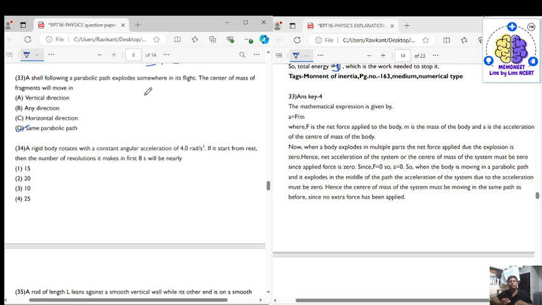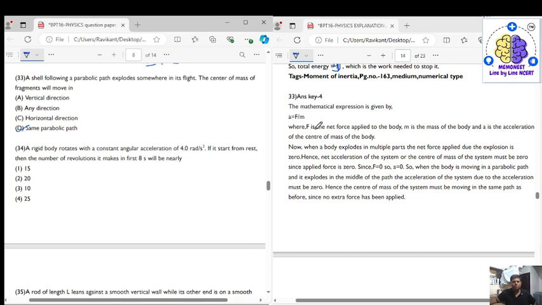If no external force is acting on the shell, the momentum is conserved, and if the momentum is conserved, the center of mass will follow the same path as it was following initially, right? So the correct answer is option D, because the particle is following a parabolic path, so the center of mass even after the explosion will follow the same parabolic path, right?